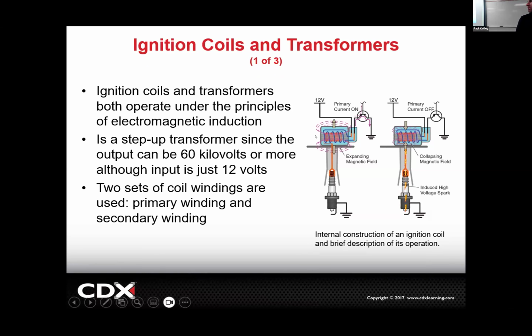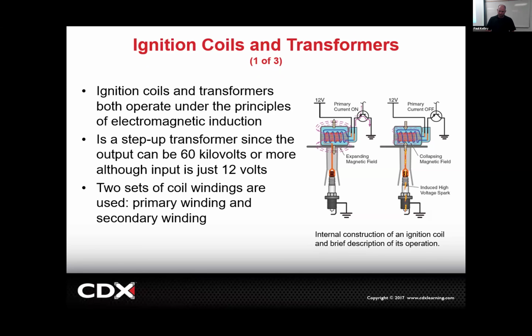So you see the primary goes around in blue and the secondary goes around in red a lot, 1,000 times more. If we send our 12 volts in and it goes around, around, around, that's going to make a magnetic field, right?